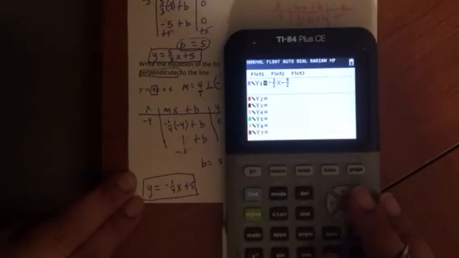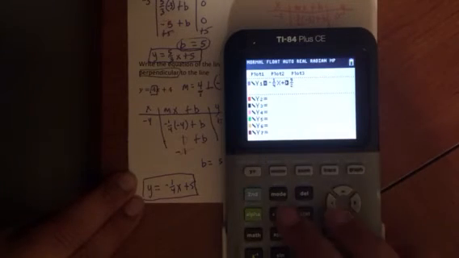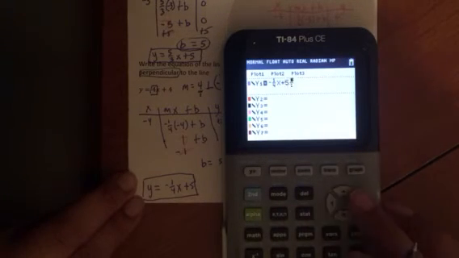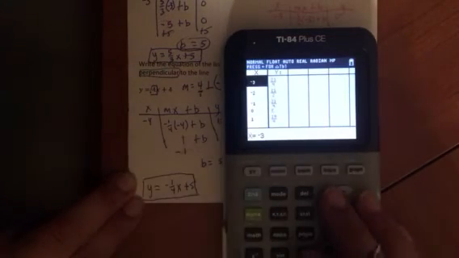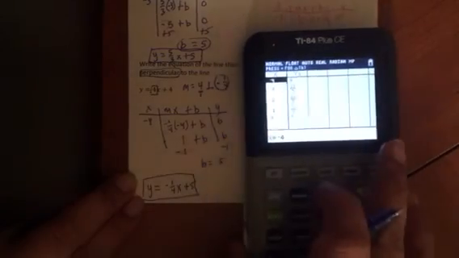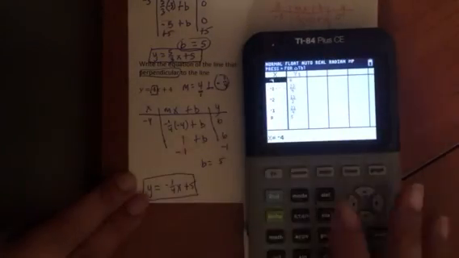Here's my work to check. I need the point negative 4, 6, which is right there. So we did it correctly.